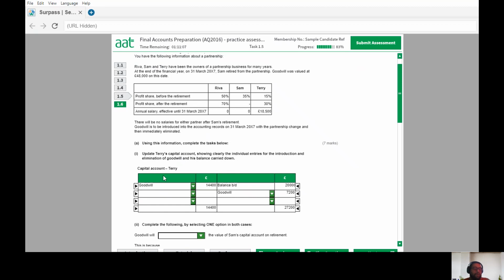Remember, guys, we're talking about the capital account. So the salary or profit is not going to be recorded here. Only any goodwill side of it is going to be recorded. So once we've done that, the new balance carried down for Terry's account is going to be 128,000, just to make both of those pieces of information correct.